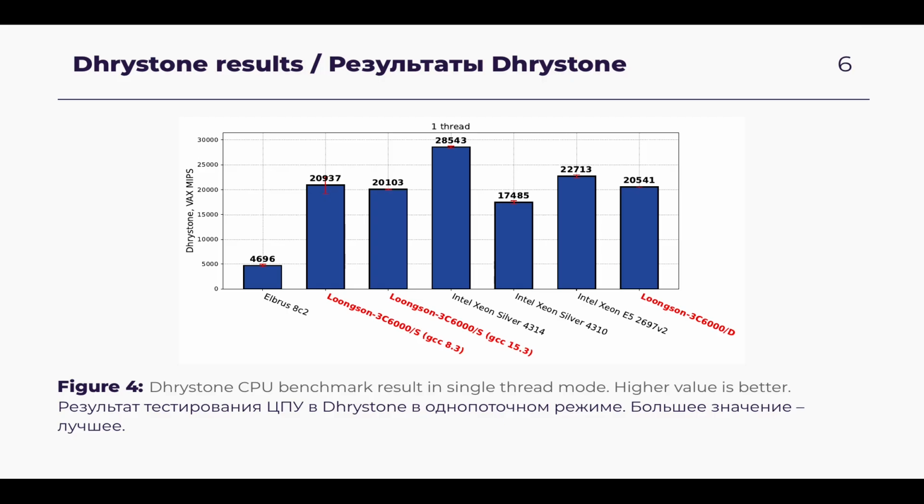The next benchmark is Dhrystone. There you see the same trend. Loongson is very close to Intel Xeon Silver 4310 and Intel Xeon E5, and somewhat lower than Intel Xeon Silver 4314, and significantly better, about 5 times, than Elbrus. Next slide.